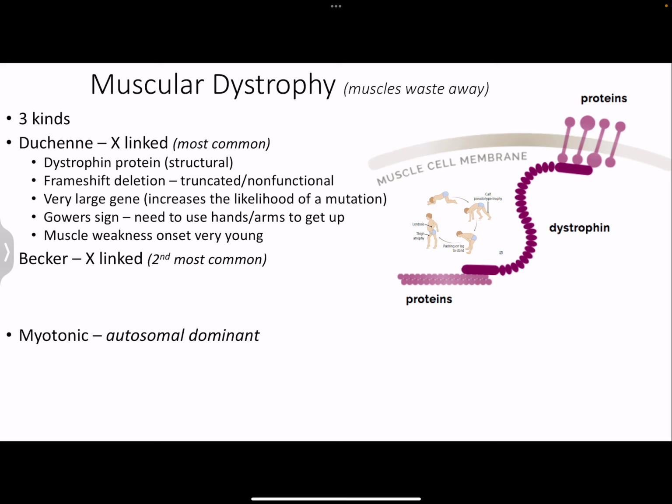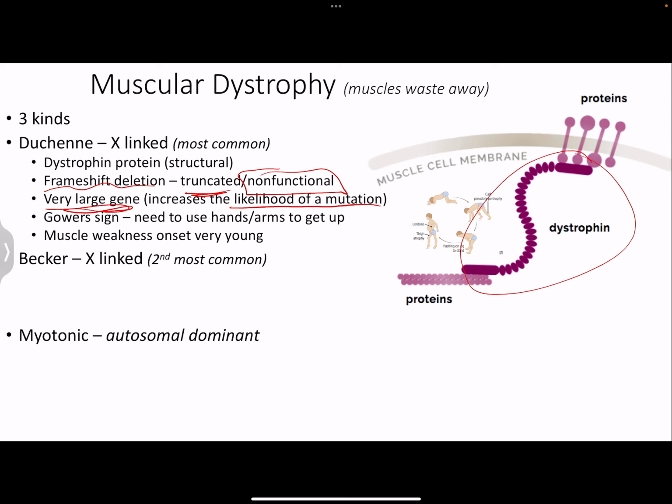So for Duchenne's, we have this dystrophin protein, which is just important for muscular stability and development. This dystrophin protein is an incredibly large gene. It's one of the largest genes in the human body. And that's why there is a large likelihood of having a mutation here. Often they're frameshift mutations, a deletion specifically, and this might result in a truncated non-functional protein, which will contrast with Becker in a second.